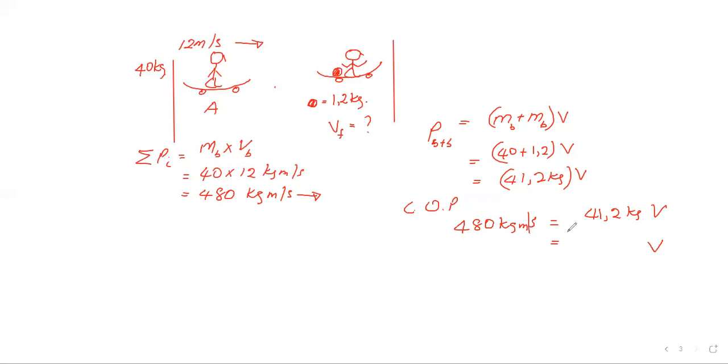And then you have 480 divided by 41.2. That gives you 11.65 meters per second. That is the velocity of that system.